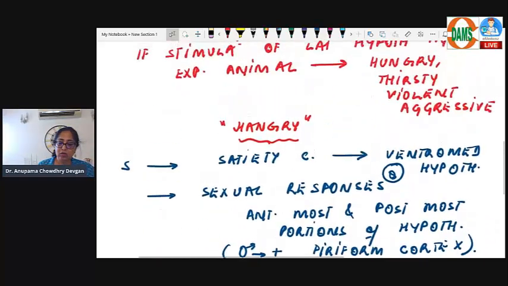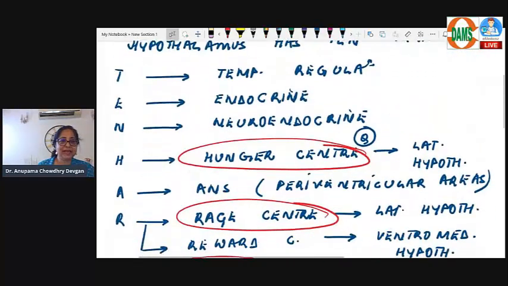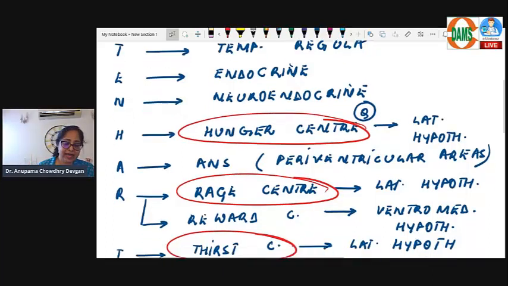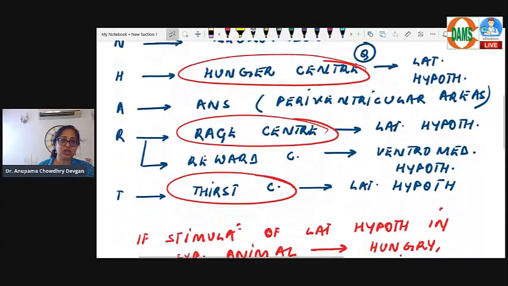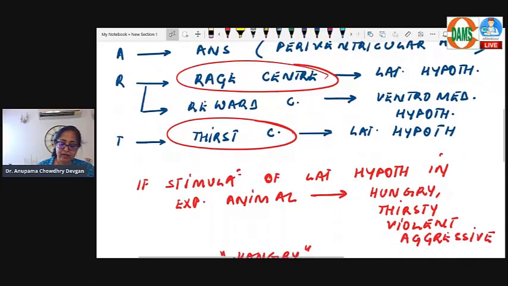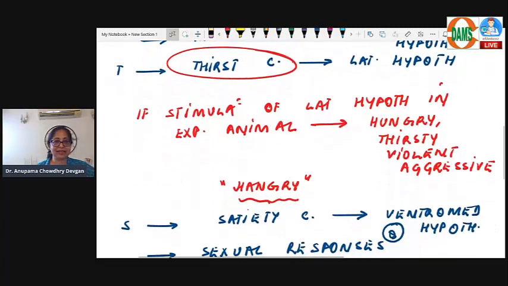So these are all the nuclei of the hypothalamus. Let's see them once again. T, functions and nuclei. T, temperature regulation. E, endocrine. So I said hypothalamus has 10 hearts. N, neuroendocrine function. H, it is the hunger center. Which part of the hypothalamus? Lateral hypothalamus. A is autonomic nervous system, periventricular areas of hypothalamus. R, rage center, lateral hypothalamus. Reward center, ventromedial hypothalamus. T is the thirst center, lateral hypothalamus.